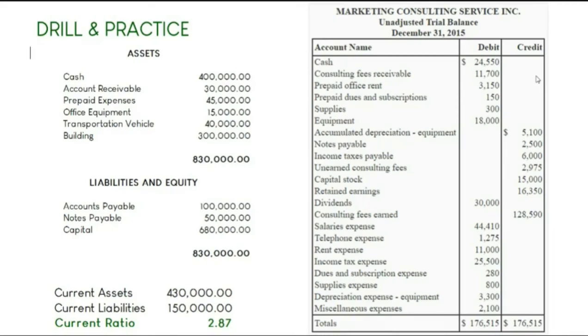Next for this marketing consulting service Inc., let's first identify the current assets. We have cash and consulting fees receivable. And then for the current liabilities, we have notes payable and income taxes payable. 4.77, sir. Okay, other answers? Mali pala, sir. Namali ako. 4.27, sir. Okay, 4.27. We'll accept that.